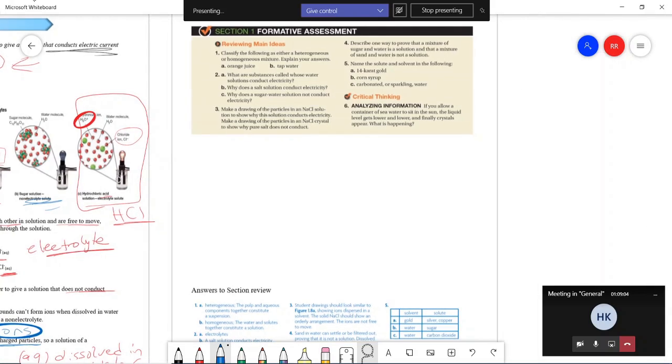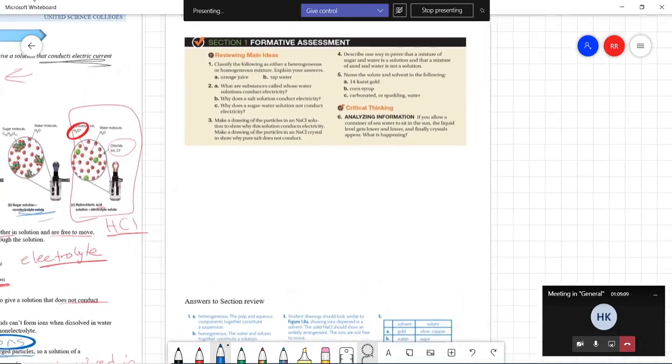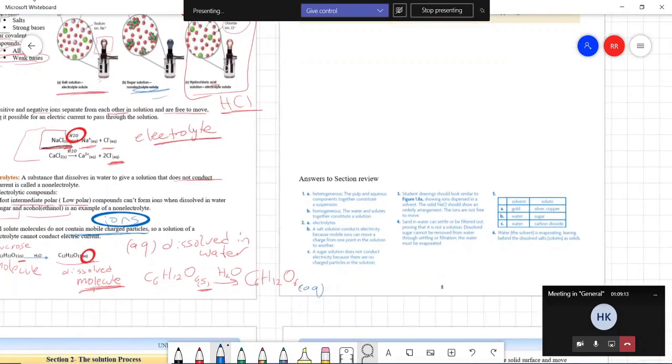I have added the section review answers as well, but we will try to solve them together so that I can... yes, do you have a question?